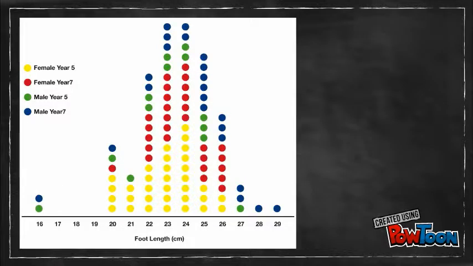This dot plot shows that the mode of the entire sample size is between 23 and 24 centimetres, and the range is between 16 and 29 centimetres, so 13 overall.